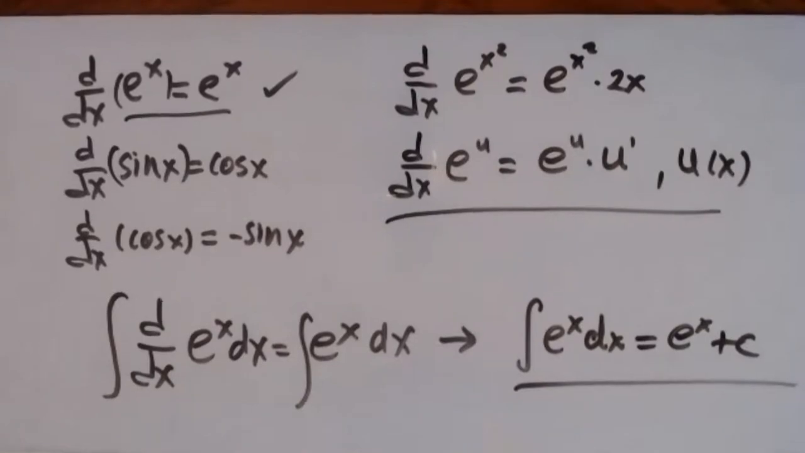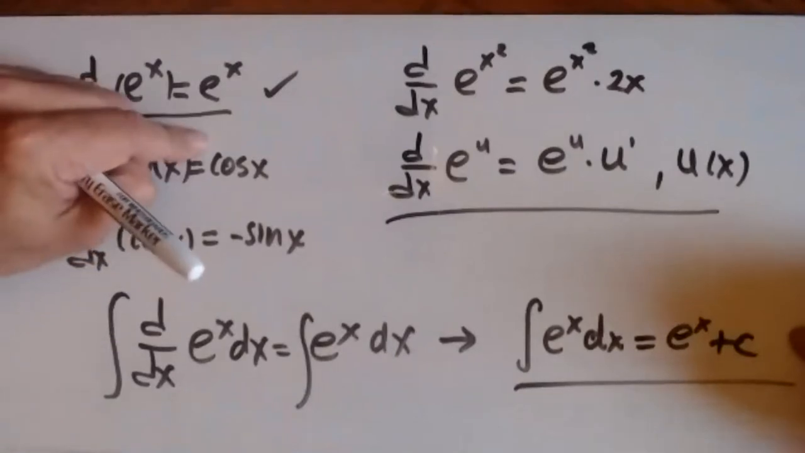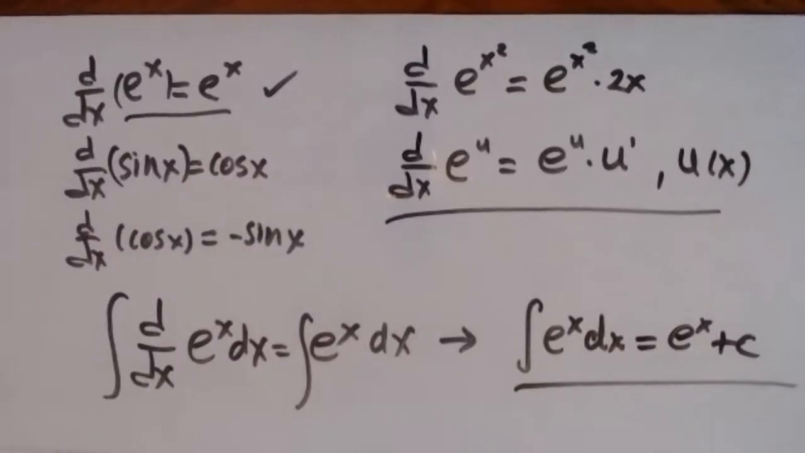So it's not a big deal to remember these two formulas. These are easy to remember. The derivative of the natural exponential is the same function. The integral is the same function plus a constant. So possibly it is the easiest formula to remember.